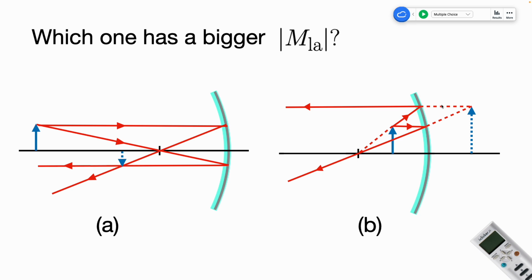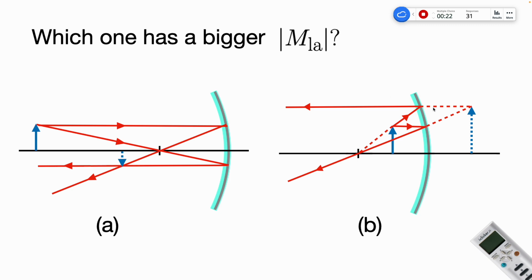Now again, let's review your memory about the lateral magnification. Now we see there are two ways to form an image. One is like this, one is like this. The definition of the lateral magnification is the ratio between the size of the image and the object, the lateral size, the vertical one, not the horizontal one. We know if it is inverted, it will be negative, but now I only care about the absolute value.